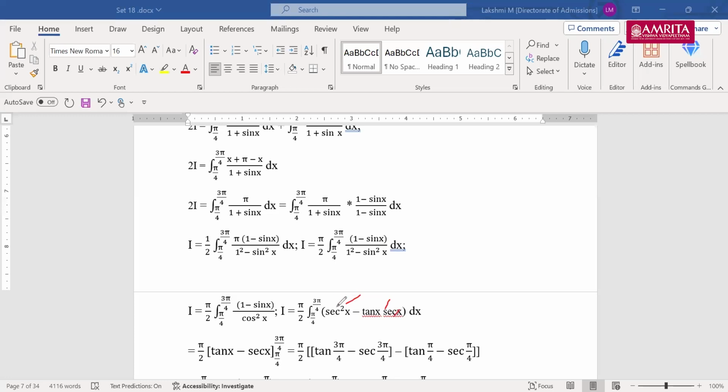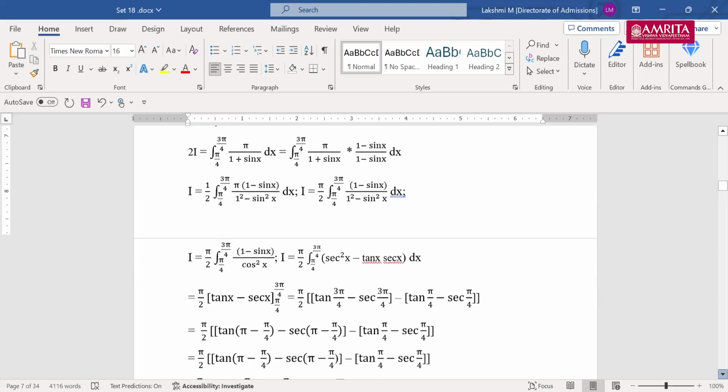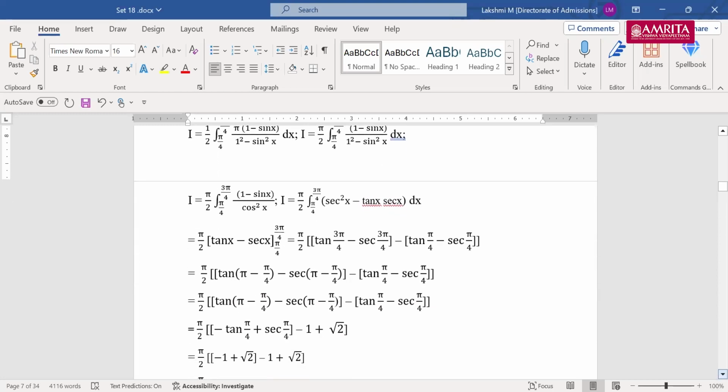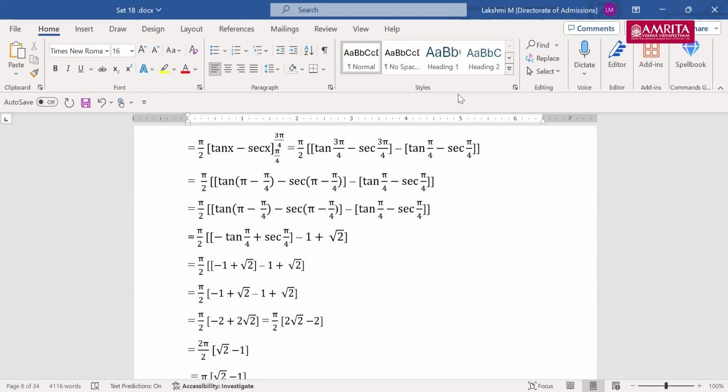So if I'm integrating it, sec square x, it's tan x, sec x tan x is sec x. Now we have to just simply apply the limit. 3 pi by 4 and pi by 4. So what is tan of 3 pi by 4 and what is sec of 3 pi by 4? Same way, what is tan of pi by 4 and what is sec of pi by 4? So you could substitute for the values and you can get the answer. I know it will take some time. So the option B is the correct answer.